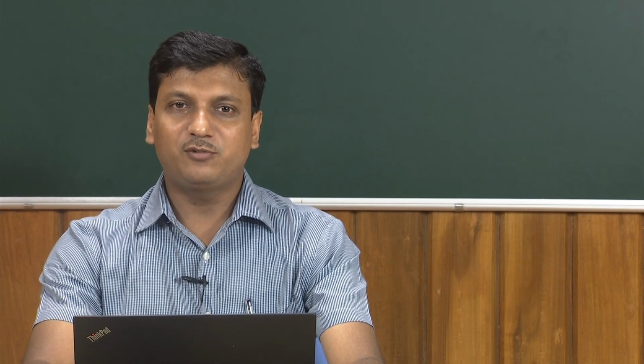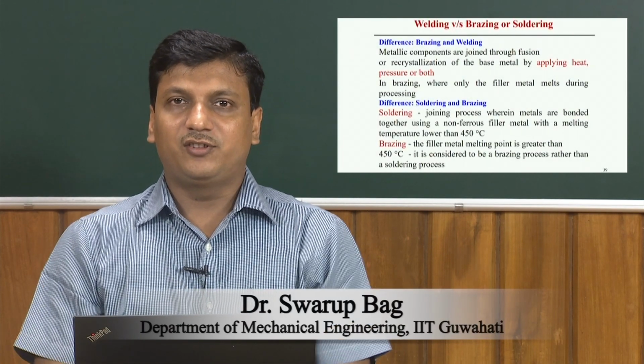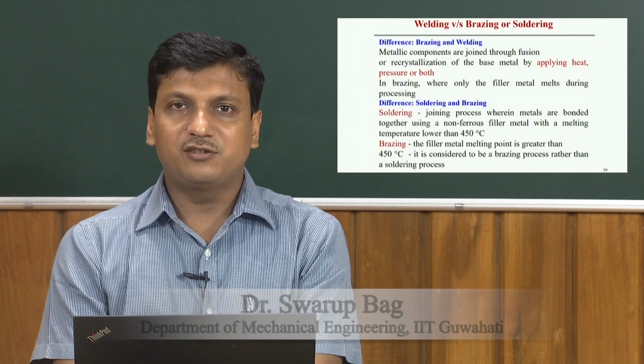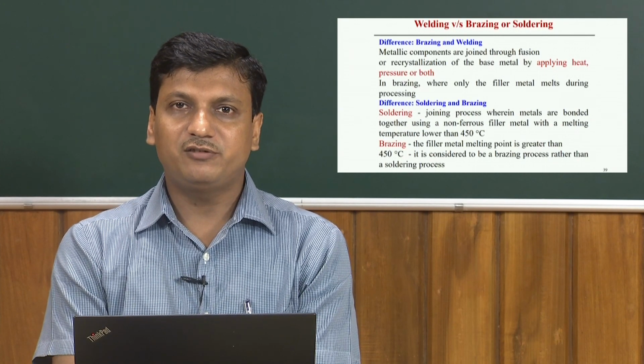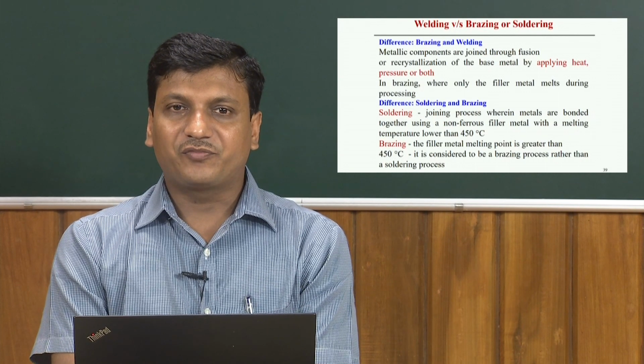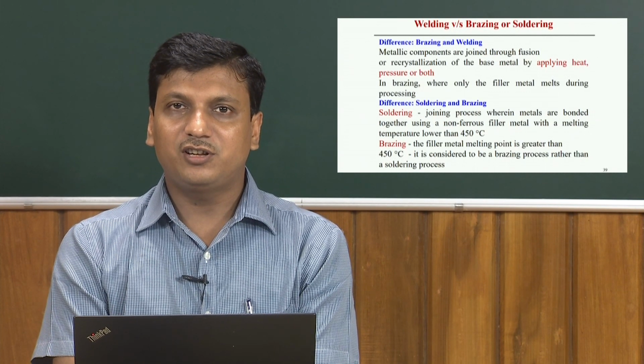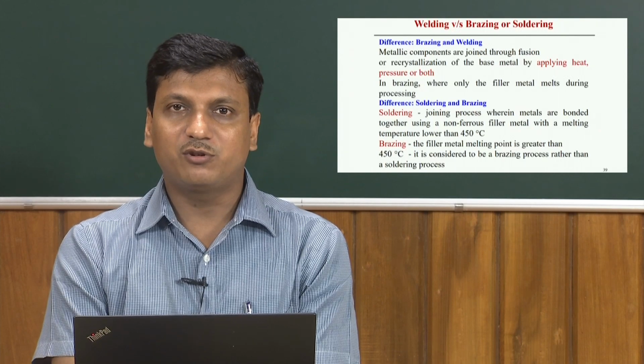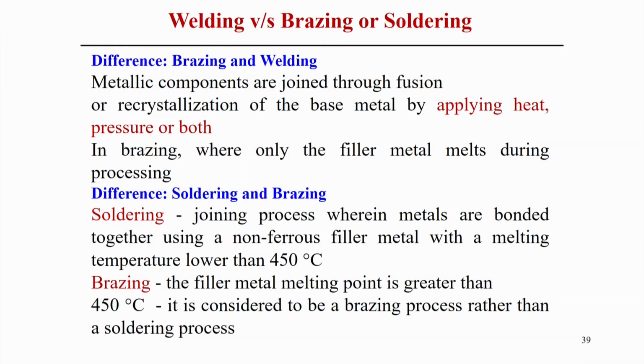So far we have discussed the different fusion welding processes, and we have tried to get some idea of the basic mechanism in fusion welding and how it can be characterized. But in another way, brazing and soldering are also kinds of joining processes like fusion welding, so how can brazing and soldering be differentiated from the welding processes?